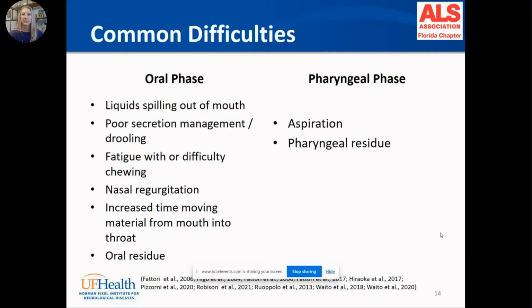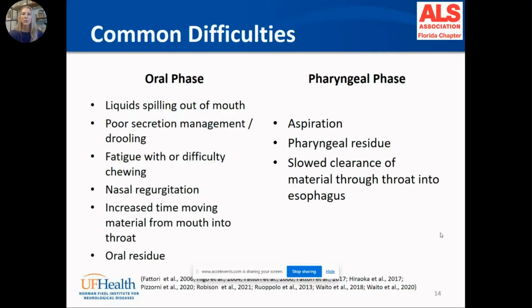Pharyngeal residue, so material sticking in the throat. Slow clearance of material through the throat into the esophagus. And this may lead to multiple swallows, which can then lead to further fatigue. So if someone is swallowing 3, 4, 5 times for one bolus of food, that can lead to increased fatigue during mealtime.